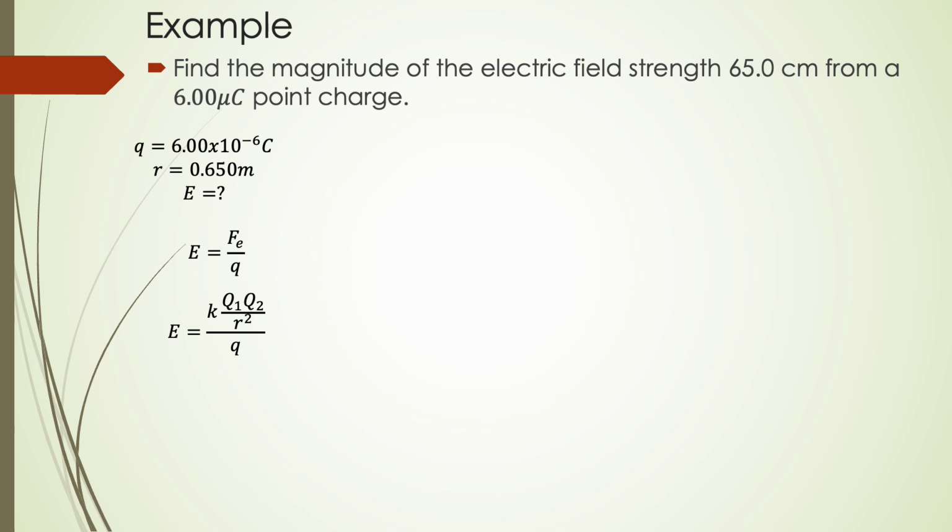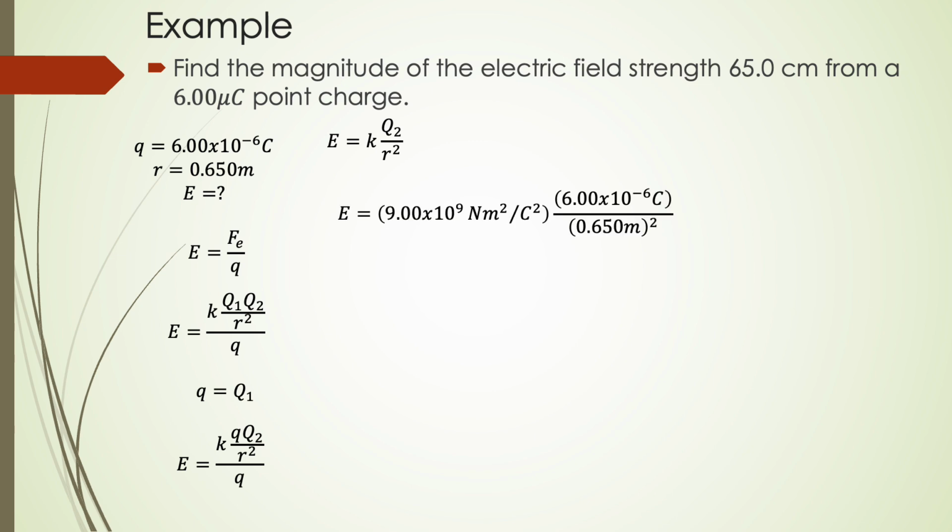Now, essentially in this case, we're taking q to be Q1. So we can replace that, and you'll see that we essentially have lowercase q divided by lowercase q, so those cancel out. So we have electric field strength will be KQ2 over R squared. Substituting our values in, we end up with 1.28 times 10 to the 5 newtons per coulomb.